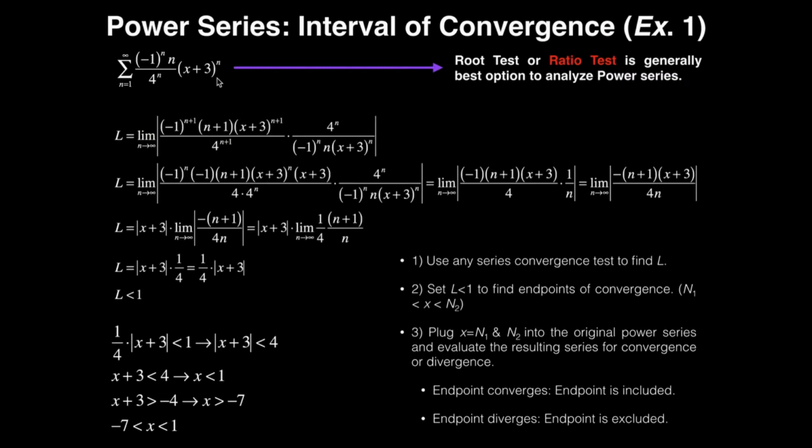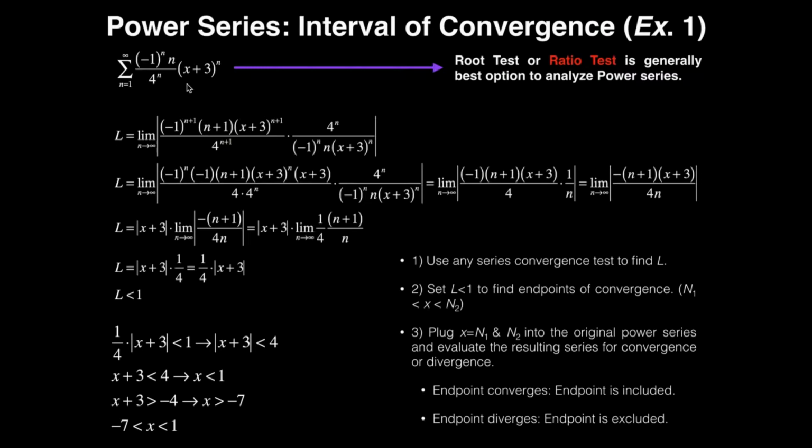So I'm going to jump ahead a little bit. We haven't worked the problem, but it turns out this power series converges when x is between -7 and 1. So when we set the limit less than 1, it's going to allow us to find the endpoints. Our endpoints are 1 and -7. So between these two endpoints, all the values of x cause this power series to converge.